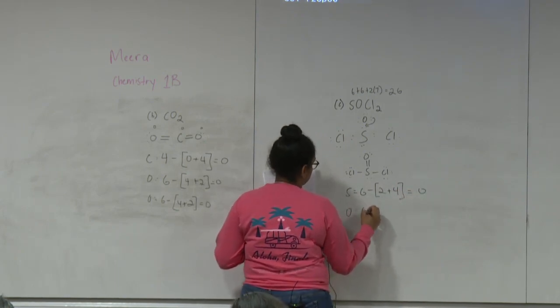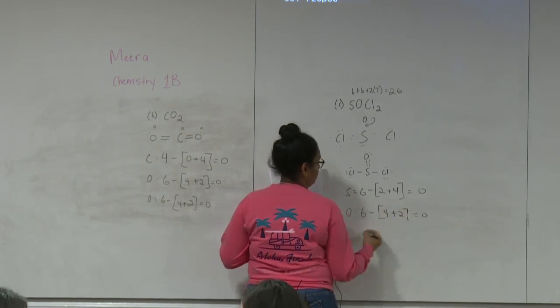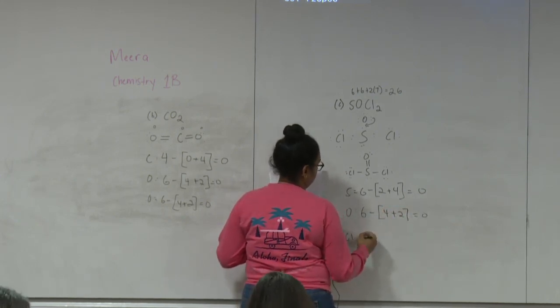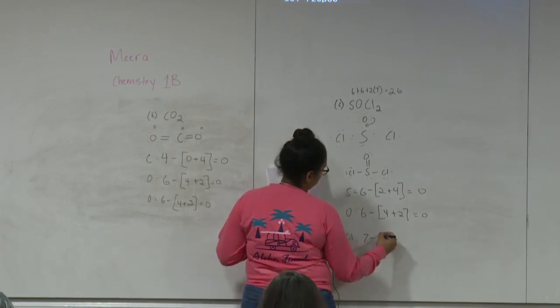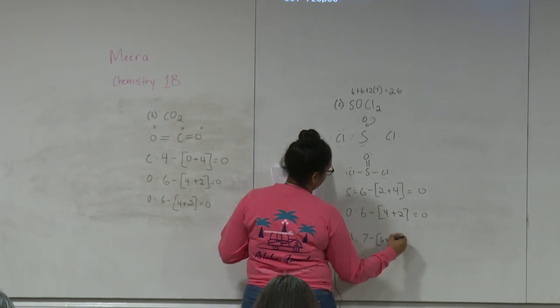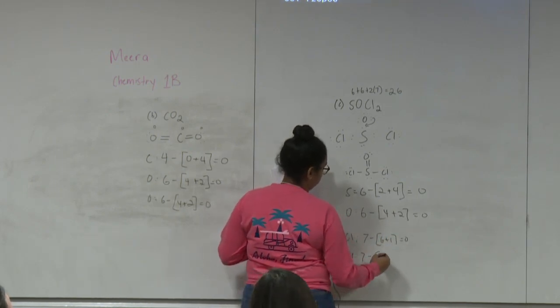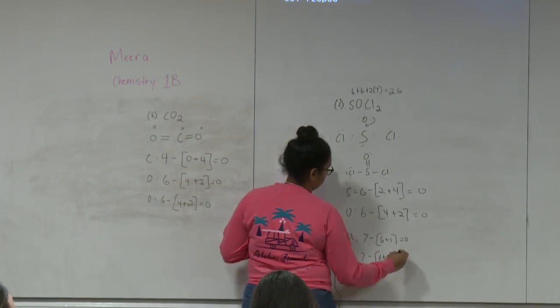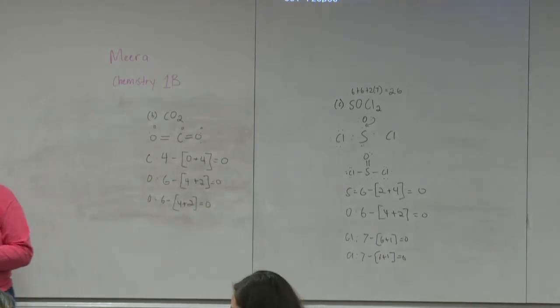Oxygen has 6 valence electrons, or 2 bonds. Chlorine, and then the chlorine on the other side is also the same. So they should all have formal charges 0.